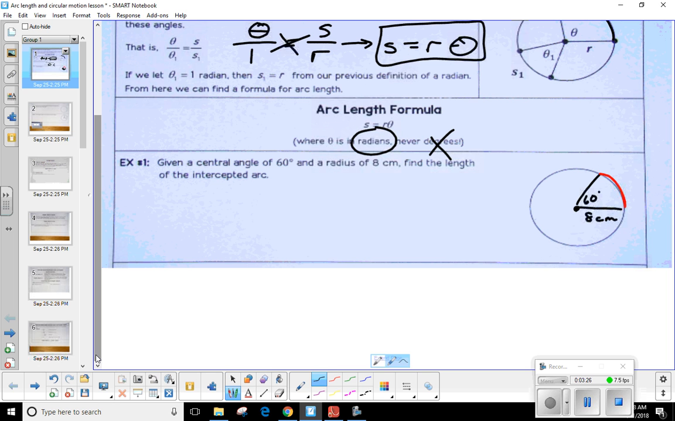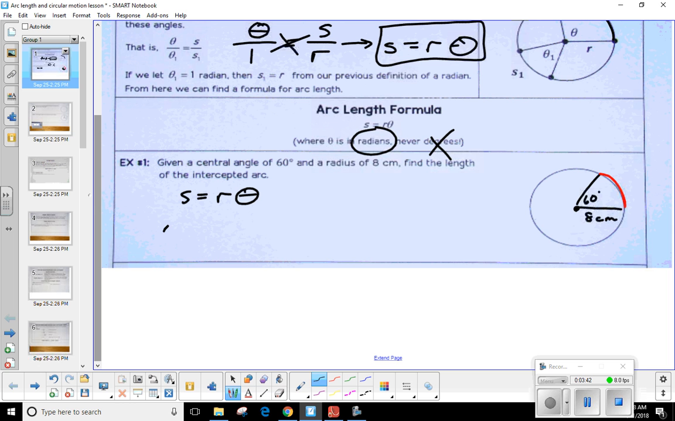I want that. Okay, well, that seems pretty easy. All I got to do is multiply 8 by 60, right? And I'm done. 480. Has to be in radians, okay. It's really easy to forget. Always got to be in radians. So S is equal to R theta.